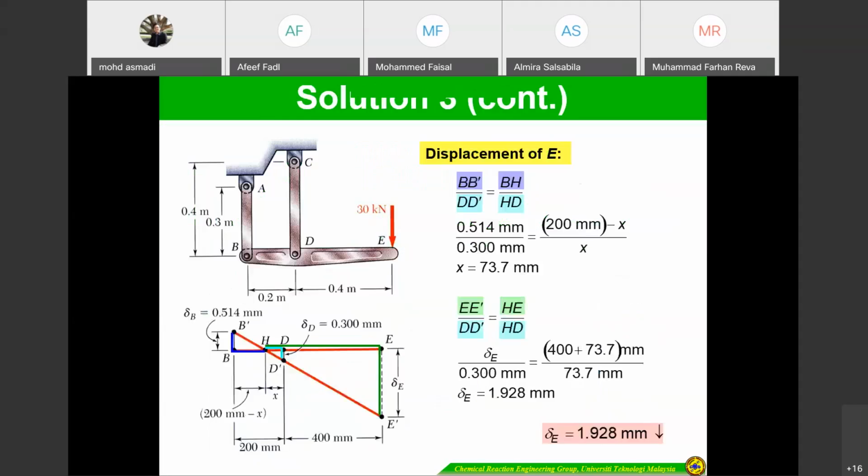Any question about this example 3? Any questions? How to use the method of trigonometry or geometry? Actually, the rest is a tutorial. I think you can read it by yourself. I don't need to explain because the solution is already there.